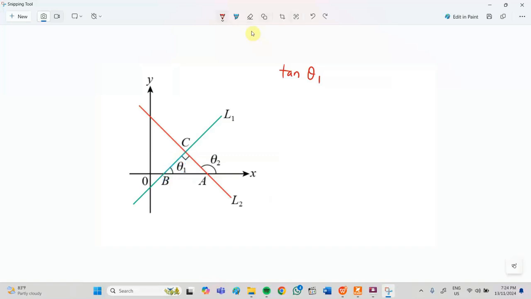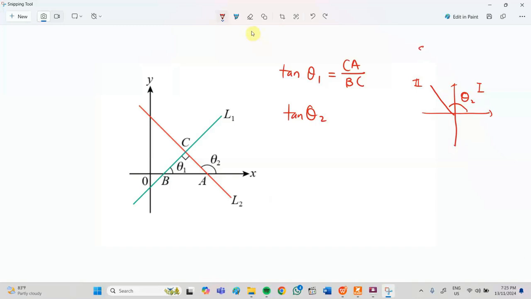For theta 1, tangent equals the opposite side over the adjacent side. The opposite side is AC or CA, then the adjacent side will be BC, so it is over BC. Whereas for tangent theta 2, we will learn this in Form 5 mathematics, where when we deal with trigonometric ratios, this first quadrant will be quadrant 1 and this is quadrant 2, and theta 2 lies in quadrant 2.